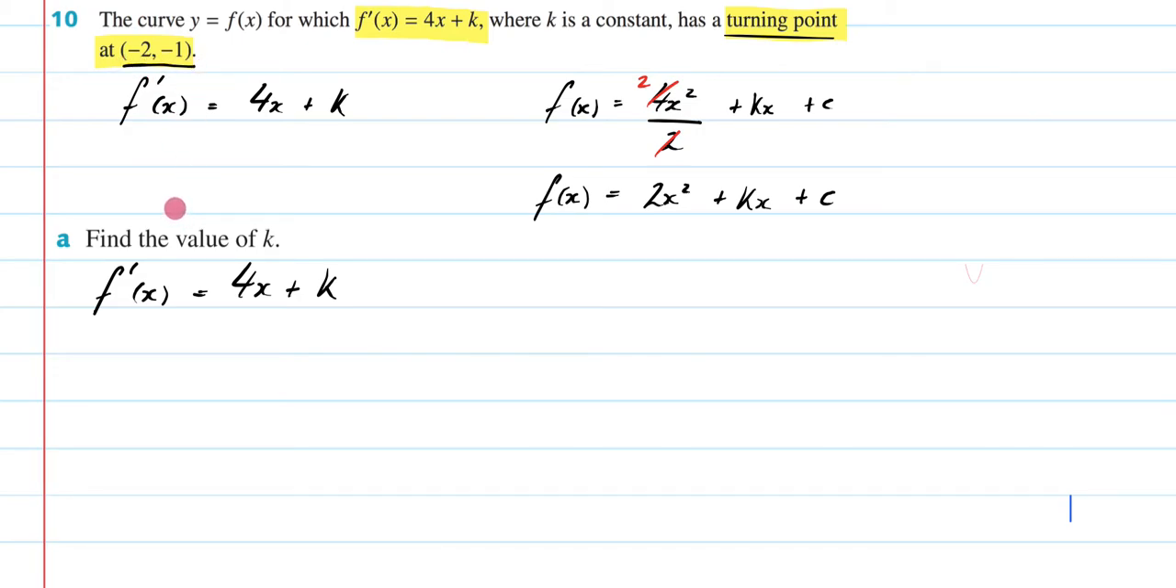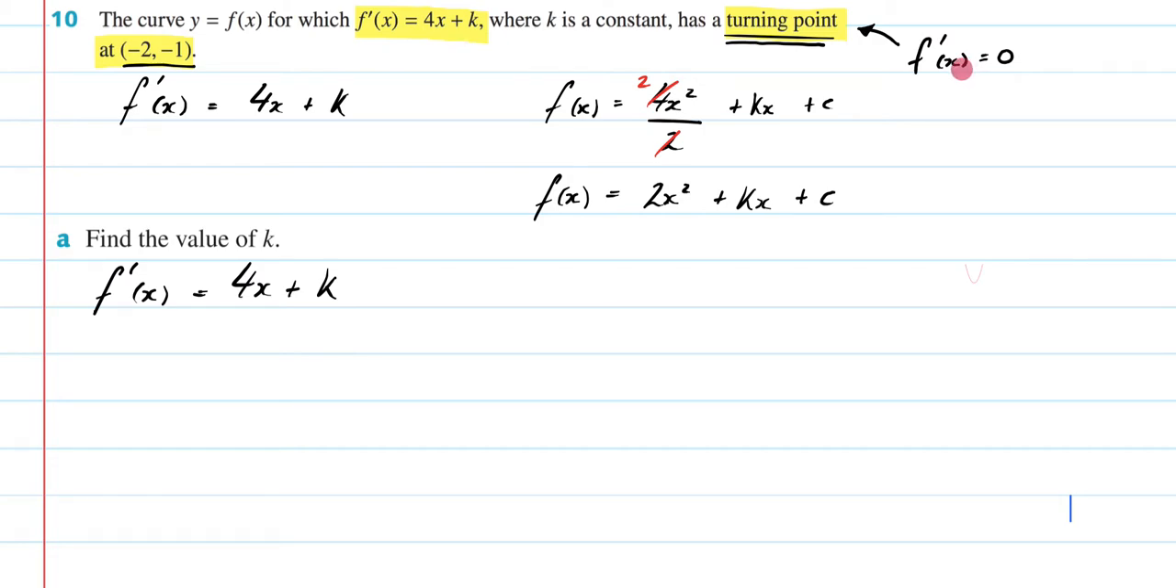Now, to answer this question, what really needs to happen is as soon as you see the word turning point, alarm bells should be going off in your head, because when we're dealing with derivatives and turning points, we know something significant is going to happen. What is significant about a derivative at a turning point? The derivative at a turning point is going to be equal to 0.